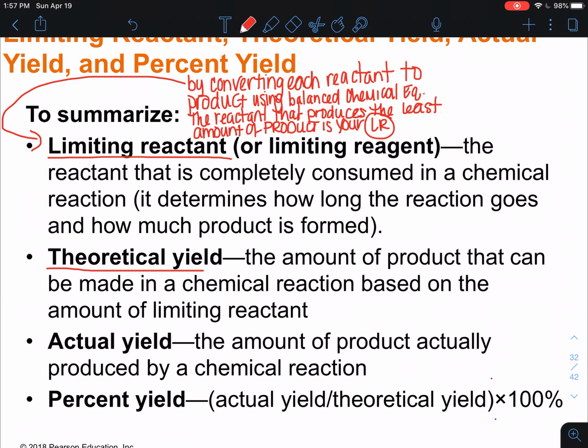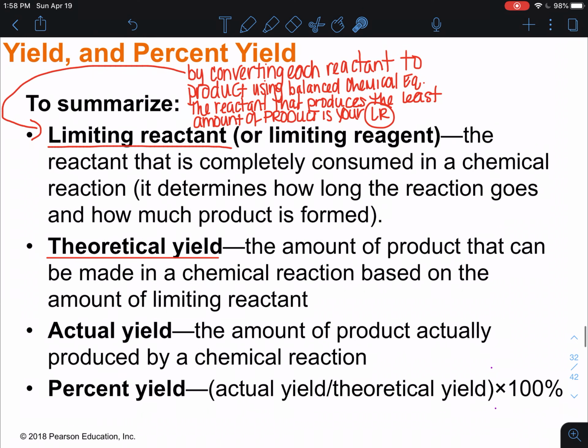Theoretical yield, okay, is the amount of product that can be made in a chemical reaction based on the amount of limiting reactant. So by essentially determining the limiting reactant, you're also calculating the theoretical yield, okay? Because the amount of product that can be produced from the limiting reactant is your theoretical yield, okay? So these two are essentially in the same calculation.